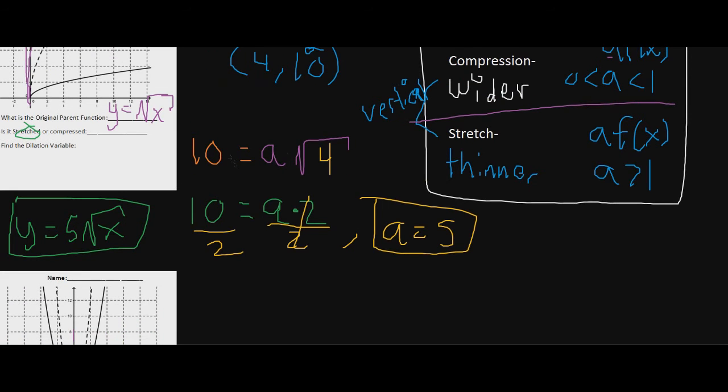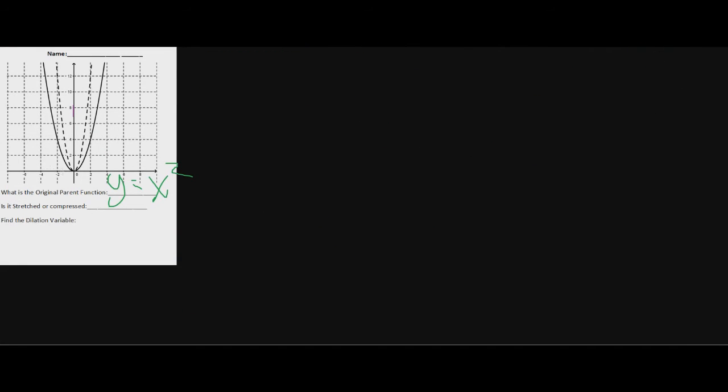Let's go over to this one here. Our parent function is x squared. All right. I'm going to go ahead. You can obviously tell that this was stretched. It's getting closer to the y-axis. And if we look up here, we said that a stretch is something that's thinner. This came from you as a class. And so here, it definitely got thinner than the solid dark line.